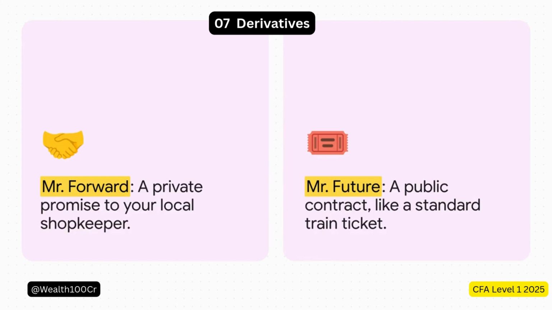You see, they are like two cousins. Let us call them Mr. Forward and Mr. Future. Mr. Forward, he is like your promise to the kirana wala, your local shopkeeper. It is a private promise, just between you and him. It is customized. But Mr. Future, he is like that train ticket. It is a public contract. It is standardized. Anyone can go to the exchange and buy it. It is not private at all.